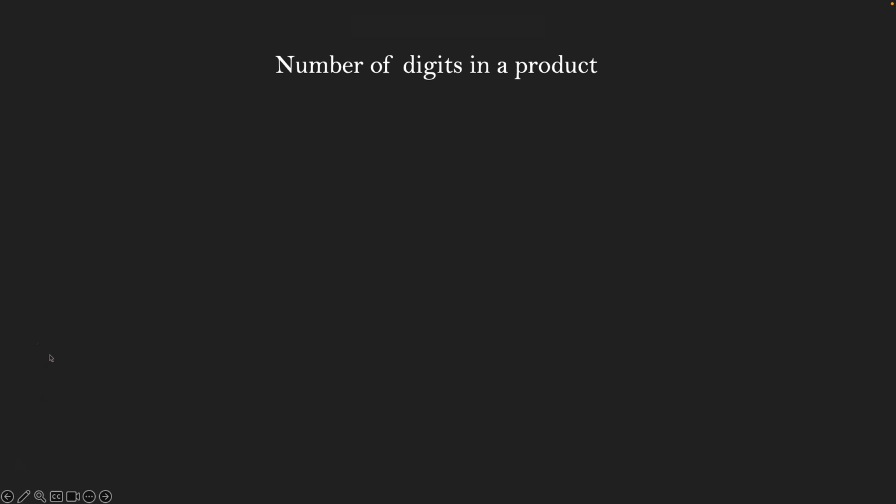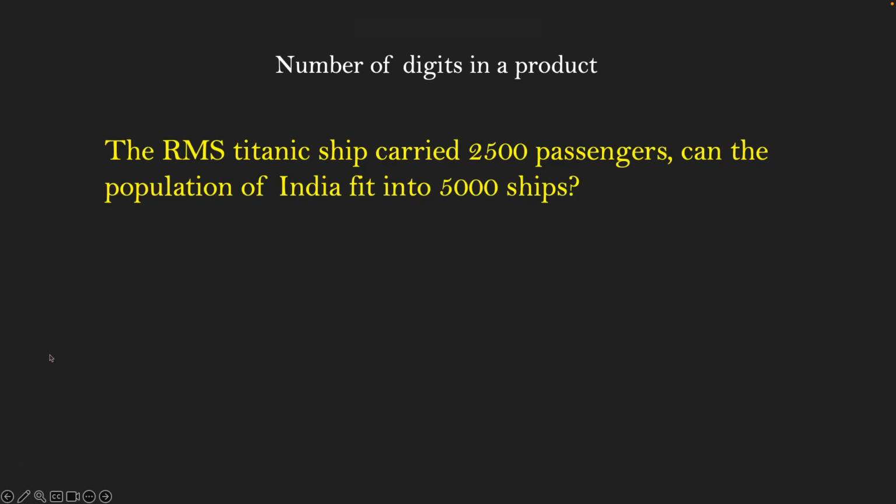We are going to learn about the number of digits in a product for the given numbers. But first, let's solve a problem. The RMS Titanic ship carried 2,500 passengers. Can the population of India fit into 5,000 ships?